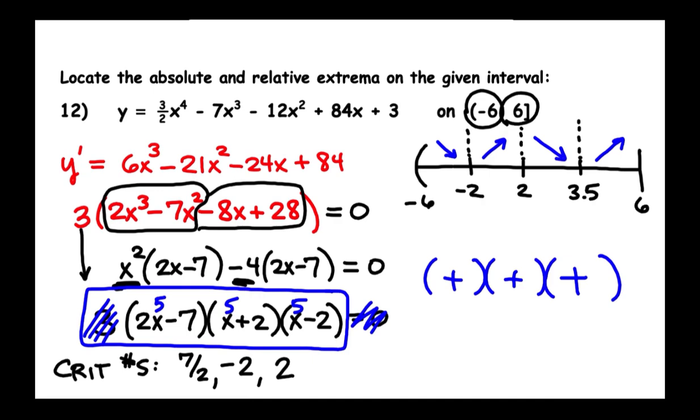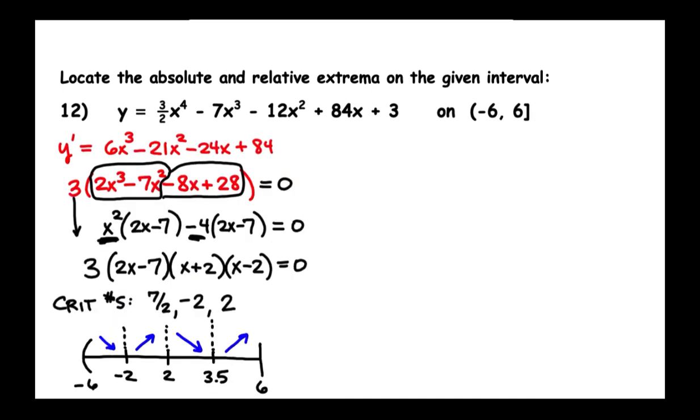All right, it's time to write the answers. Okay, we've got some space cleared out. Let's put some answers down. Start with negative 6. And then the critical points in the middle. So we've got negative 2, positive 2, 3.5. And finally, the other endpoint, 6.